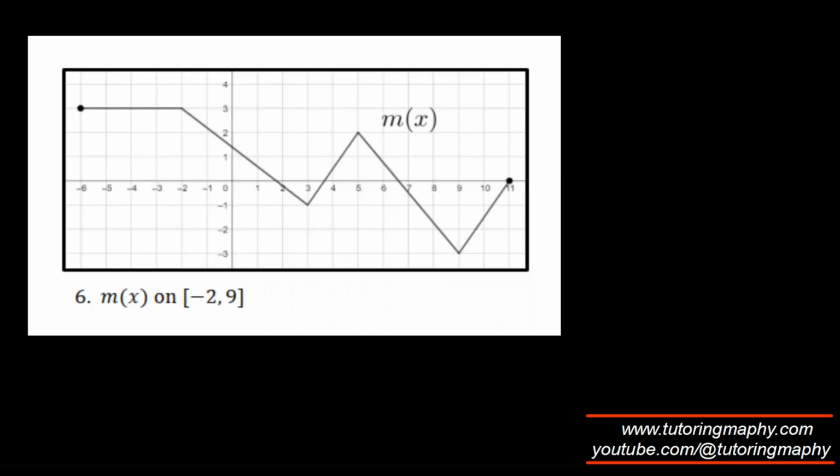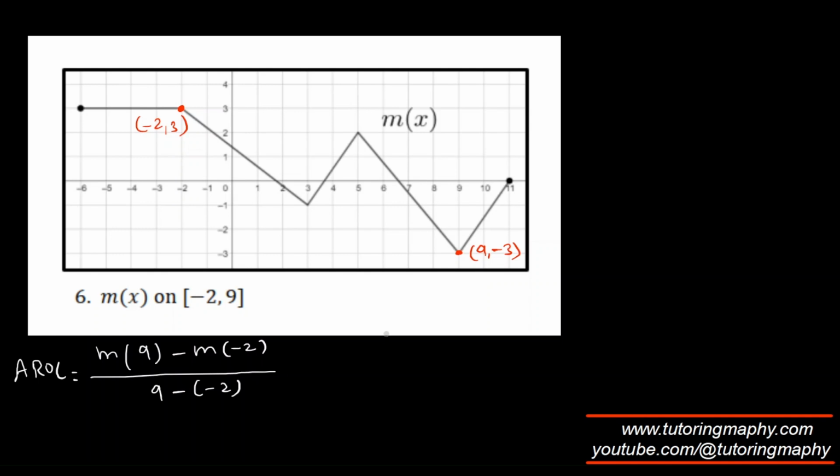Another graph-based question, feel free to try this. Negative 2 is right here, which has a y coordinate of 3. 9 is right here, that has a y coordinate of negative 3. So AROC is going to be m of 9 minus m of negative 2 over 9 minus negative 2.